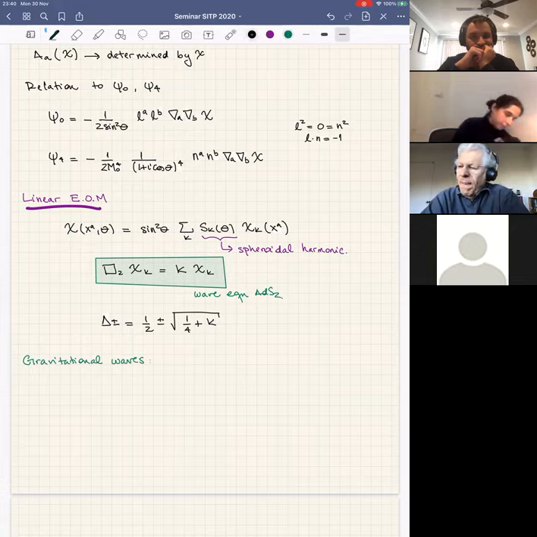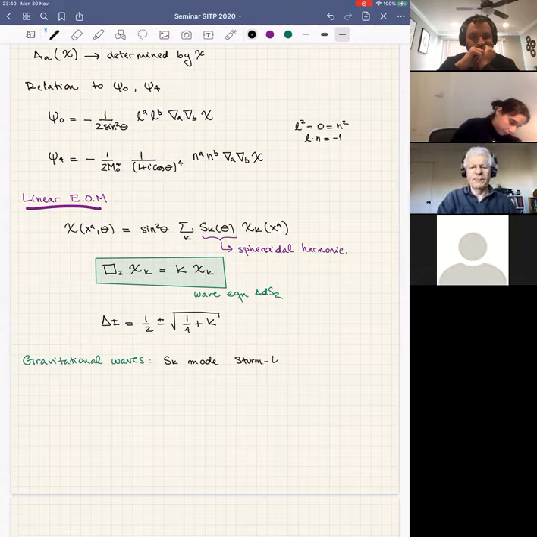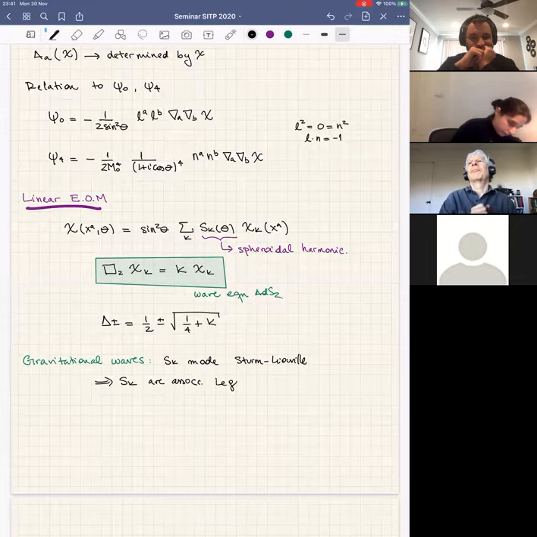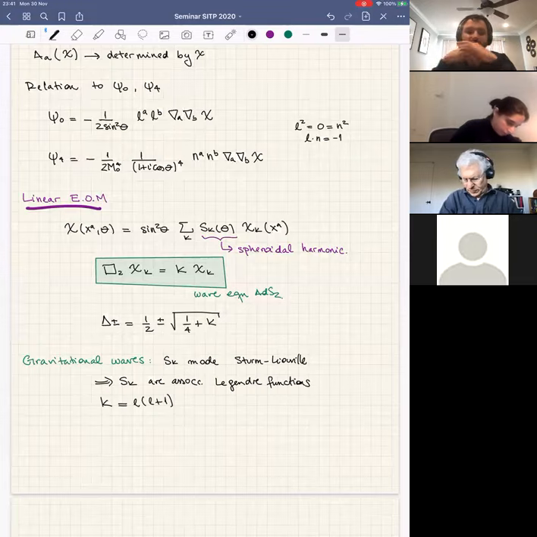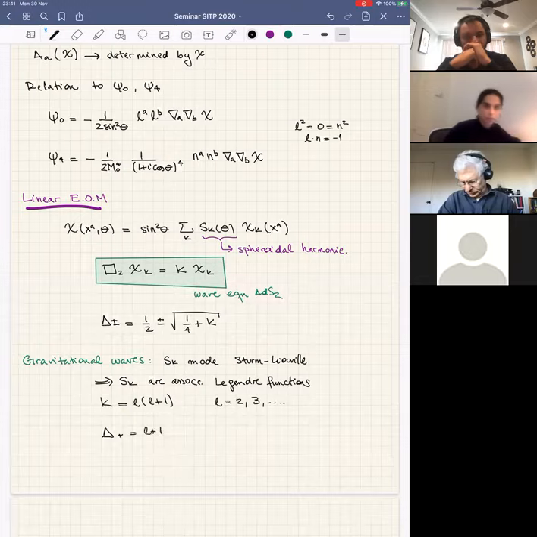So these guys should satisfy a Sturm-Liouville problem, and basically it just tells you that these functions are associated Legendre functions. And as such, based on the wave equation that they satisfy, it's nicer to write this k as L times L plus 1, and L is just an integer that starts at 2. Okay, and just to be clear, also to highlight the conformal dimension, the delta plus here will just be L plus 1 in this notation.